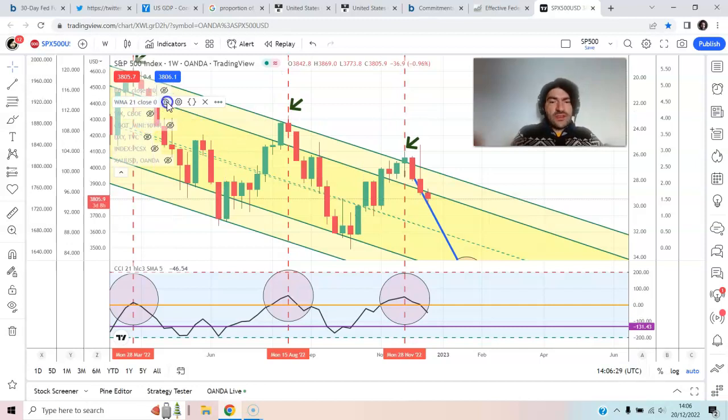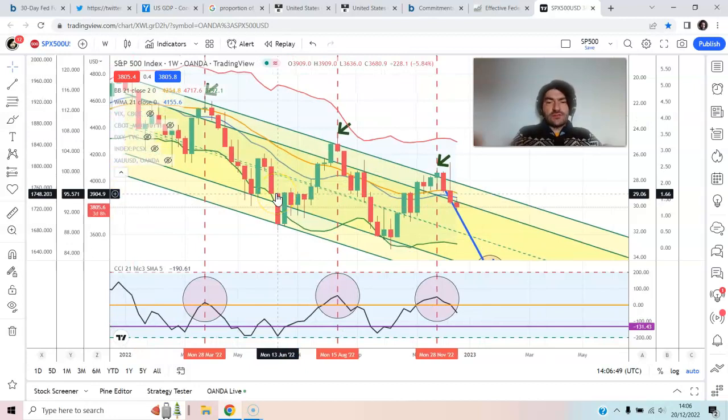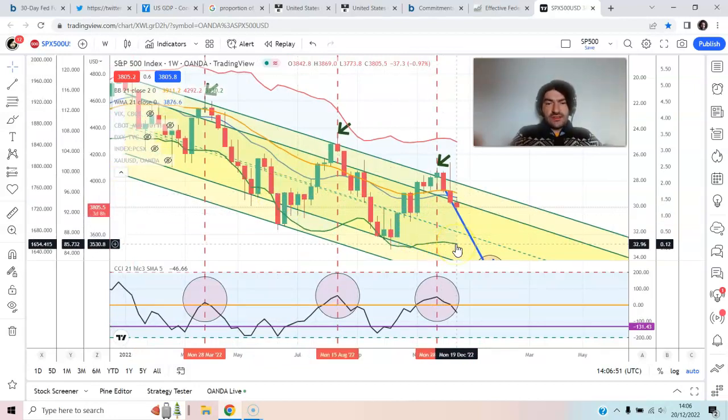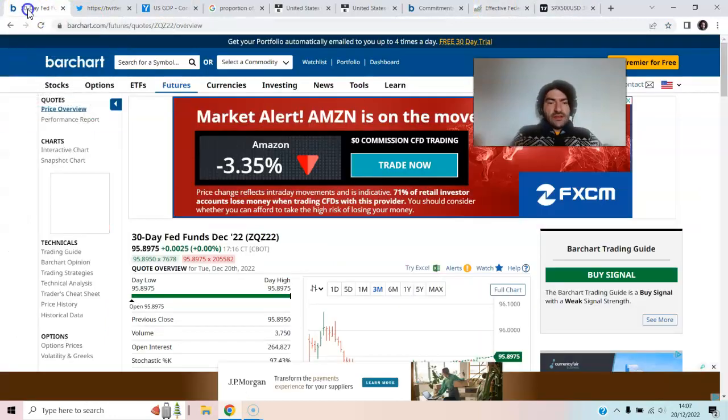In terms of the 21 WMA, we've broken below it on the weekly, and if you add the Bollinger Bands, we've retreated all the way down under the bases, broke through the 21 WMA, and we're below both of them now. So all of which spells continuation of the downtrend, down to this lower Bollinger Band at least. That's what I would expect to see. So I'm going to discuss other things briefly, although I'm running out of time.